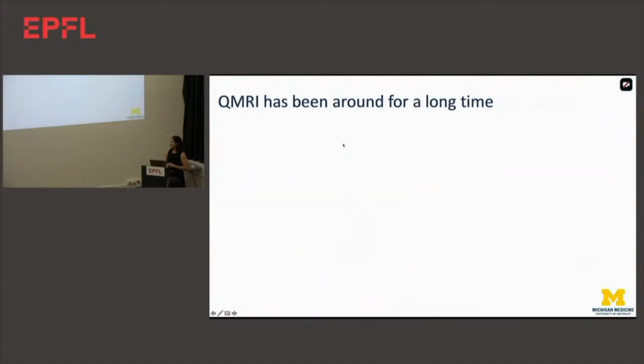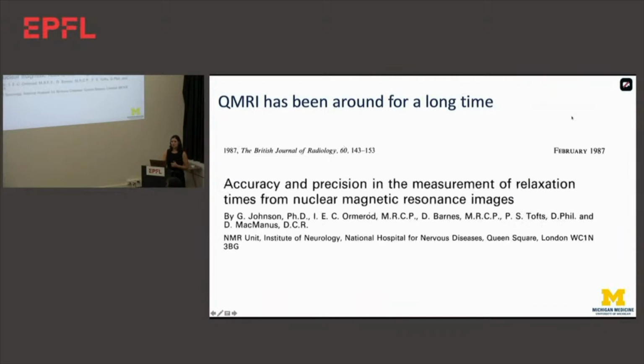And quantitative MRI has been around for a really long time, right? So I'm talking about it now, but there's papers going way back into the 80s, and I'm not going to claim to be able to talk about the history of quantitative MRI because most of this is well before my time. But I just pulled out this paper, which I really like, from 1987, which talks about making quantitative measurements of tissue properties in animals and then in patients using the nuclear magnetic resonance images, so basically MRI.